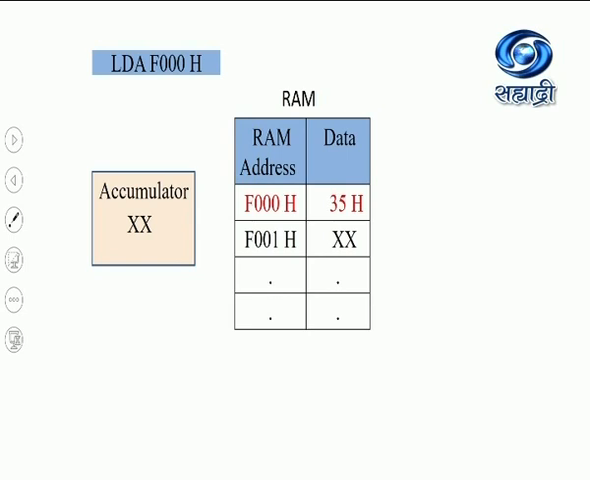So when the instruction is executed, 35, that is data, where is the data? The data is in memory. At which location? F1000. This address is given in the instruction and the data gets copied into the accumulator. So the contents of the accumulator become 35.